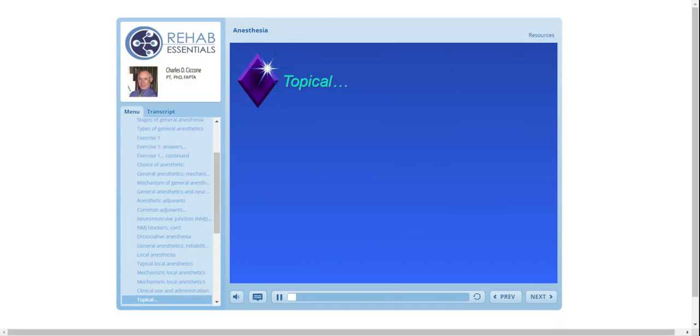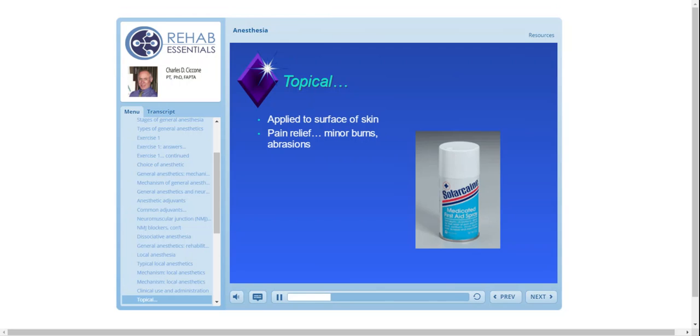So first of all, we have topical. And topical means you apply the drug to the surface of the skin, typically to treat a problem on the skin. Minor burns, abrasions, other types of wound care. If a person's ever sprayed something like Solarcaine, a commercial product, on their skin, you've applied a local anesthetic topically. We may also see this done prior to injections or inserting an IV line to anesthetize the skin so it's not so painful to do the second injection.